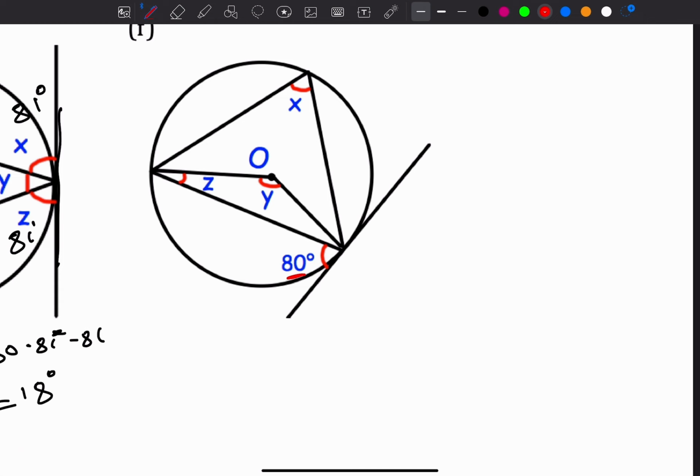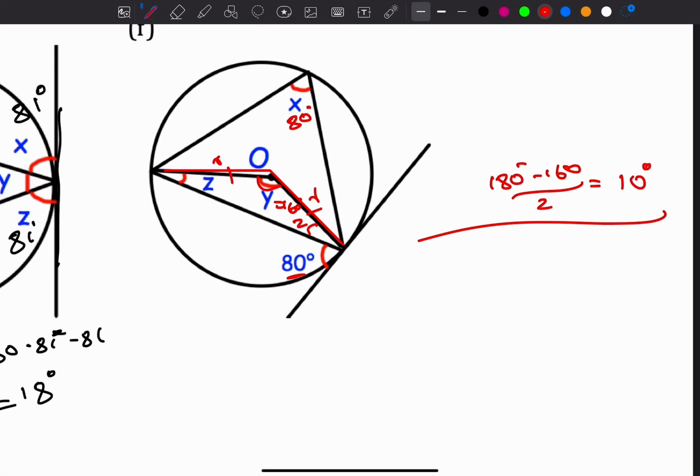This one. If this is 80, what is this? Angle in the alternate segments are the same, 80. If this is 80, what is this angle? Because the angle at the center is double the angle at circumference, so y is 160. And it is a radius and a radius, so it's an isosceles triangle. So the bottom angles are the same. 180 minus 160 divided by 2, which is 10 degrees.